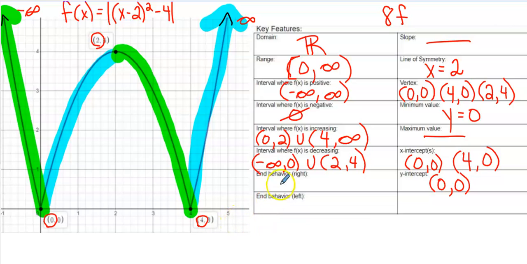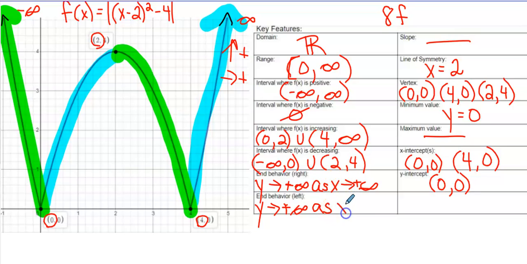Okay, end behavior on the right, up and to the right, that's plus, positive, positive. And on the left, I did that again, that should be a positive. And this one's positive. And this one's negative.